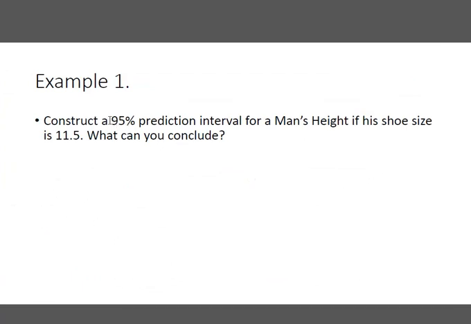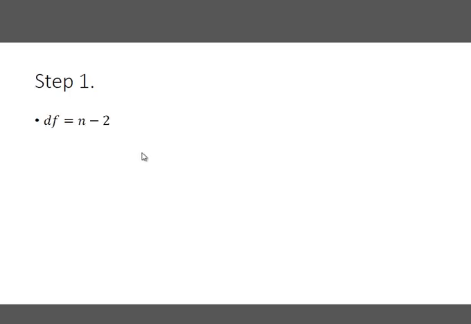Pay close attention to the confidence level and, again, the value that you're predicting for. Okay, in this case, 11.5. More on that momentarily. So here we go. First step is to find the degree of freedom. The degree of freedom is just your sample size minus 2.